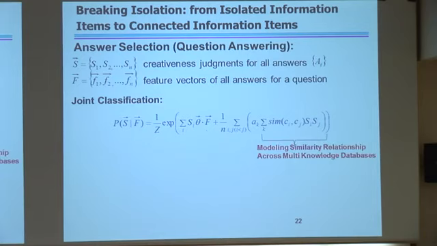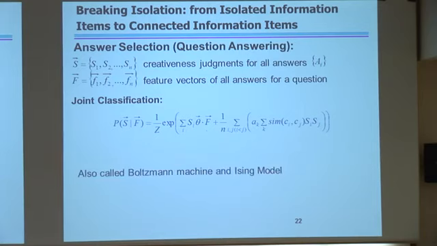This type of model has actually been utilized in the machine learning community for a long time. Not only in the learning community, it has a long history back in the statistical mechanics community. Some of the alternative names are the Boltzmann machine or the Ising model.